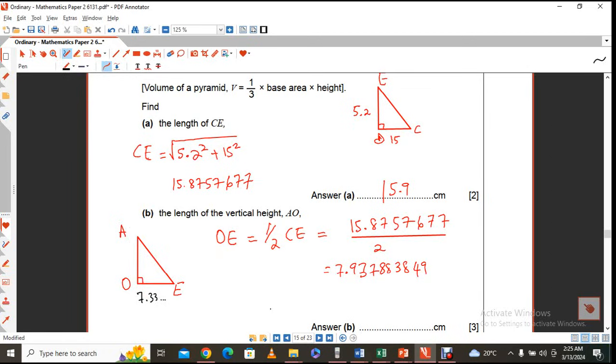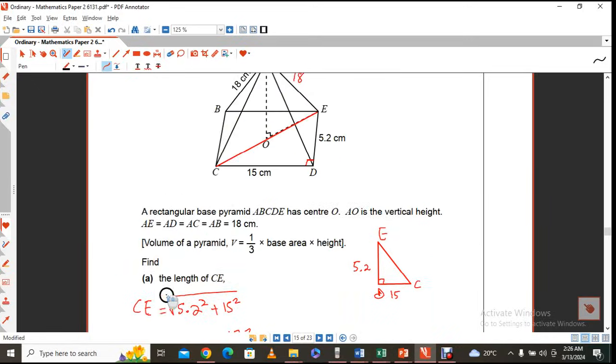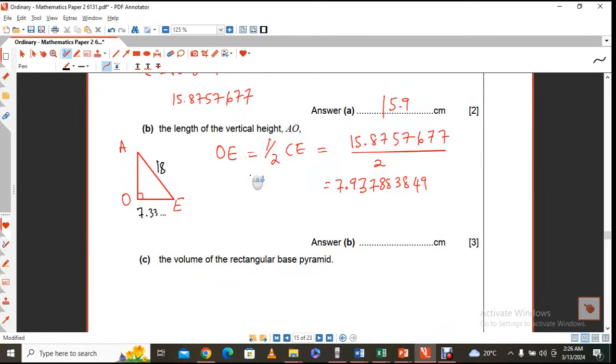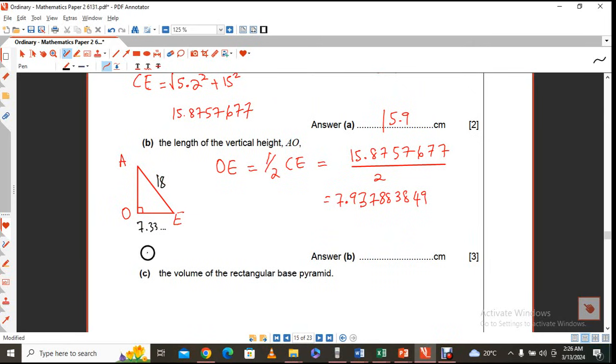I know something else. I know that AE is 18 from the information that I have. I have to go back to my diagram. So I need to find AO, so I'll be using Pythagoras. And since we are using Pythagoras, we are looking for a short side, we're going to subtract. So it's going to be 18 squared minus this stuff here, 7.937 blah blah blah squared.